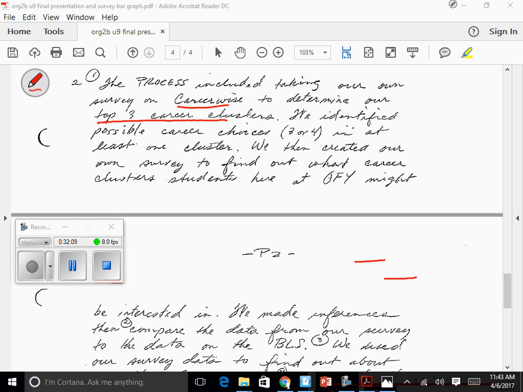And some of you are wondering, okay, can I write what you're writing? Yes. You are writing what I'm writing. Some of your information may change, and I think this paragraph will be exactly the same because this is what we did. In at least 1 cluster, we then created our own survey, underline own survey, to find out what career cluster students at OFY, again, our population, might be interested in.